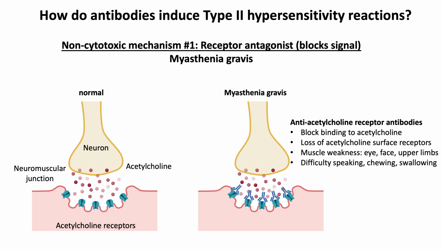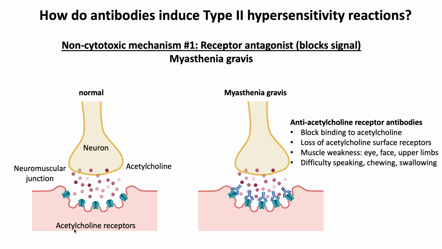Now, there are two non-cytotoxic mechanisms of type 2 hypersensitivity that I want to discuss. And the first is when autoantibodies become receptor antagonists, or in other words, they block a receptor from receiving a signal. And the example of this is myasthenia gravis.